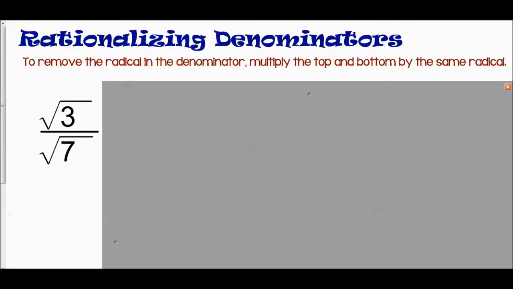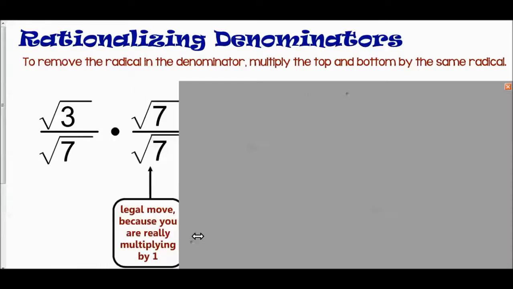Rationalizing denominators is where it gets a little bit trickier. So to remove the radical in the denominator, remember the square root of 3 is okay, but square root of 7 is not. I'm going to multiply the top and the bottom by the same radical. So I'm wanting to get rid of square root of 7. Therefore, I'm going to multiply the top and the bottom both by square root of 7. This is a legal move, because when you are multiplying square root of 7 over square root of 7, that's really multiplying by the whole number 1, which is totally okay.